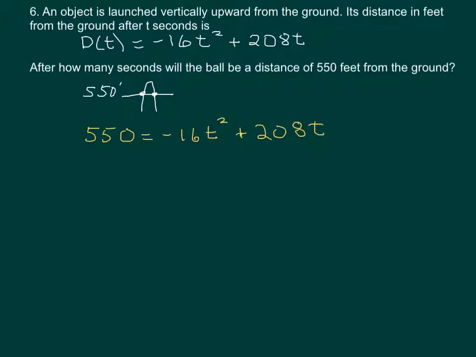So let's get everything on the left. We're going to add 16t squared to both sides, subtract 208t, and then we have our 550 already on the left. All of that is equal to 0. And we see that all of those numbers are even. They're not going to be divisible by 4, but they are going to be divisible by 2. So we're going to pull a 2 out and then divide each term by 2.